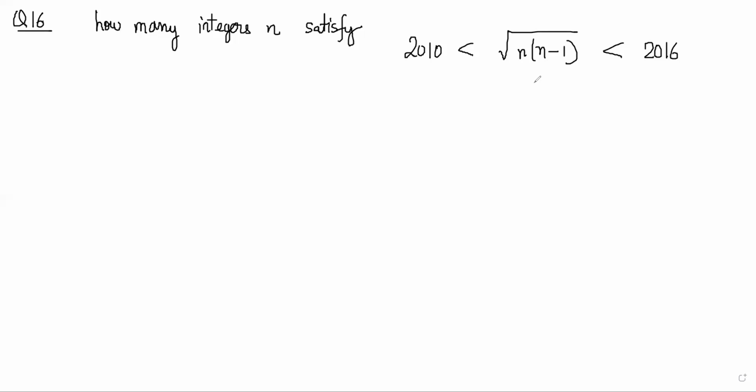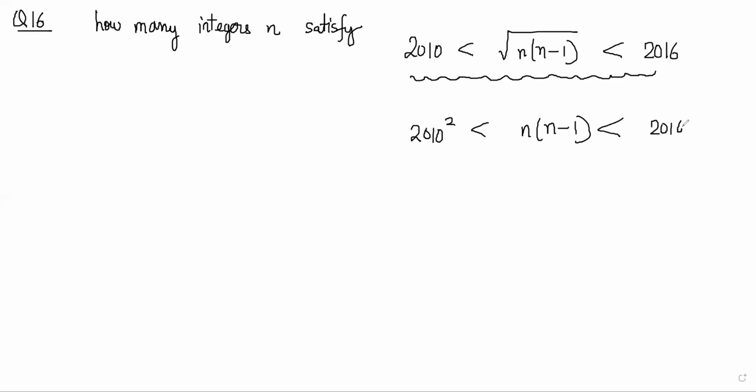So, okay. It is easy to convert this into a quadratic problem, right? Because you can square it. You get 2010 square is less than n square minus n is less than 2016 square, right? So you will get, hopefully that will give an easy way to solve it, but let's see.